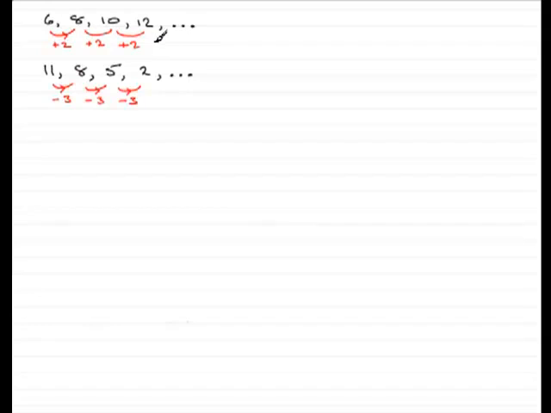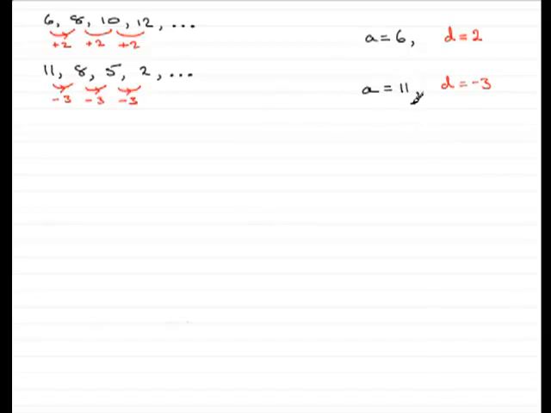Now, when we're going up, say in this example, by 2, we call this the common difference. So in this particular example, d would be 2. Whereas in this example, the common difference d is minus 3. And we also have other notation for arithmetic progressions. We always call the first term of the sequence the a term. And so in the first one, a is going to be 6. And in this particular sequence, a would be 11.